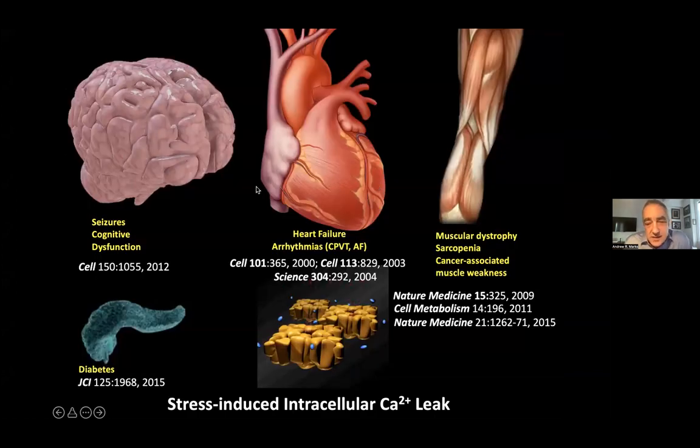And over the last 20 years or so, we have shown what occurs when there's a stress-induced leak in the calcium release channel in different organs. And this is associated with a loss of the stabilizing subunit calstabin. When the leak occurs in the brain, it can promote seizures and cognitive dysfunction; in the heart, failure and arrhythmias; in skeletal muscle, muscle weakness and muscular dystrophy, cancer-associated muscle weakness; and it can be associated with diabetes and pancreatic beta cells.